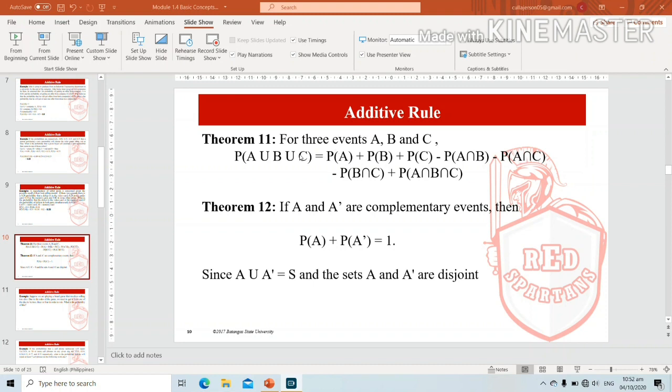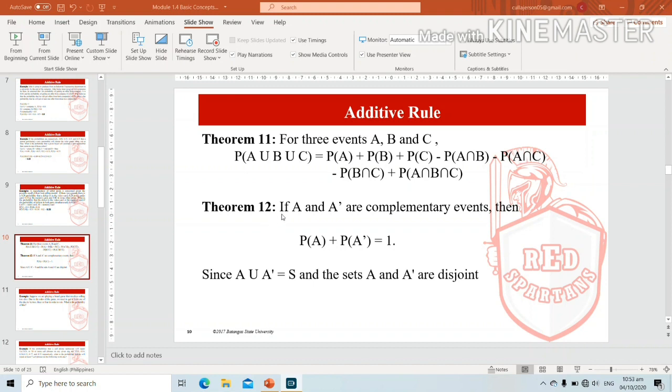So kung yung ating Theorem number 10 ay sa dalawang event lang, A and B, ito naman ay tatlong event. Pero hindi naman na palaging sa problem ay tatlong event. So kadalasan lagi ay dalawa lang. Pero kapag may Theorem 11, ito yung ating formula. Probability ng A union B union C is equal to probability ng A plus probability ng B plus probability ng C minus intersection ng A and B minus intersection ng A and C minus intersection ng B and C plus the intersection between A, B, and C. So, parang yung sa ating Venn diagram.